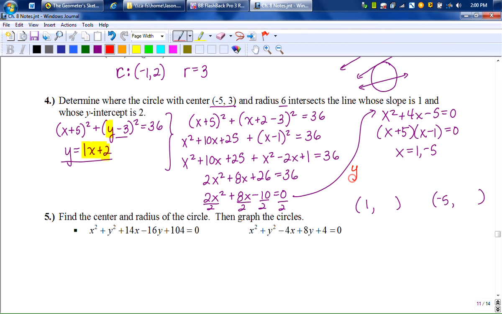So I have y equals 1 times 1 plus 2, which gives me 3, so 1 comma 3, and y equals 1 times -5 plus 2, which is -3. So here are my two answers, the two spots that my line and circle intersect.